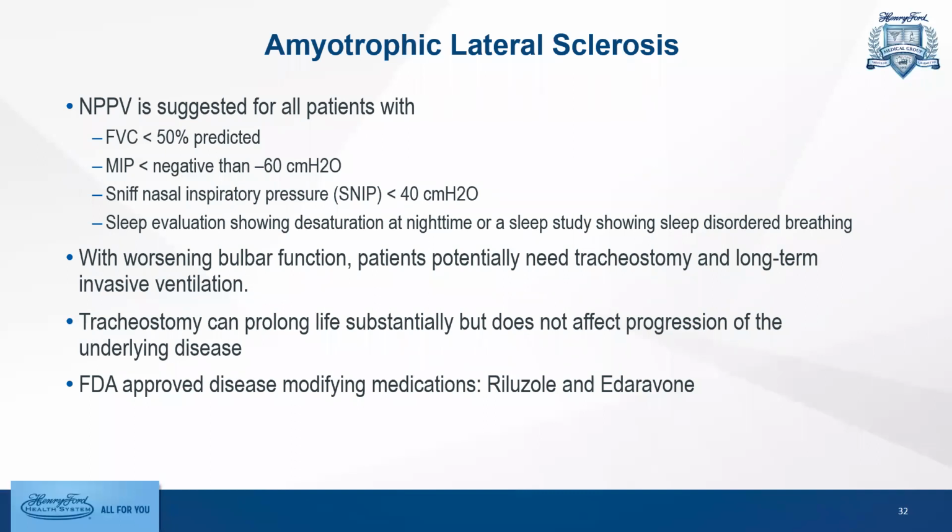Whenever you have worsening of their bulbar function, patients will end up needing tracheostomy and long-term invasive ventilation. 10% of the patients in the United States elect to go down that route. Usually, survival is 3 to 5 years after diagnosis. Tracheostomy can prolong life substantially, but does not affect progression of the underlying disease. Disease-modifying medications are going to be riluzole and edaravone.